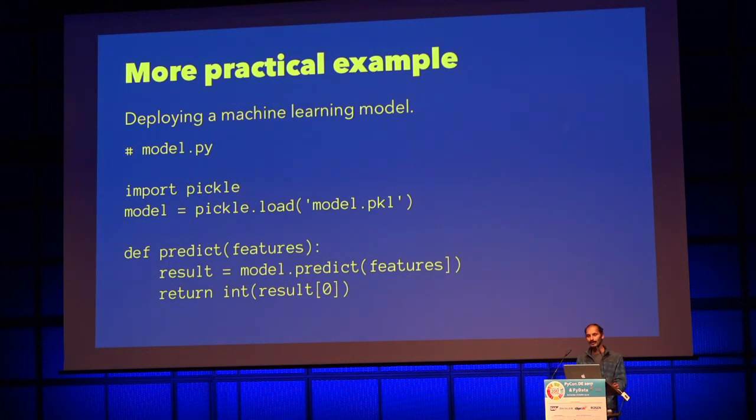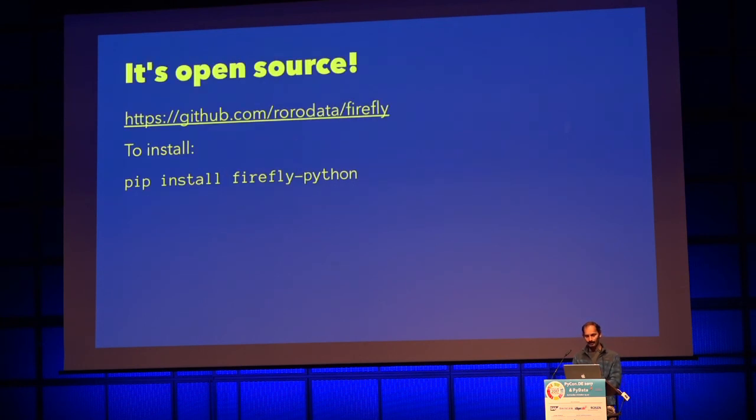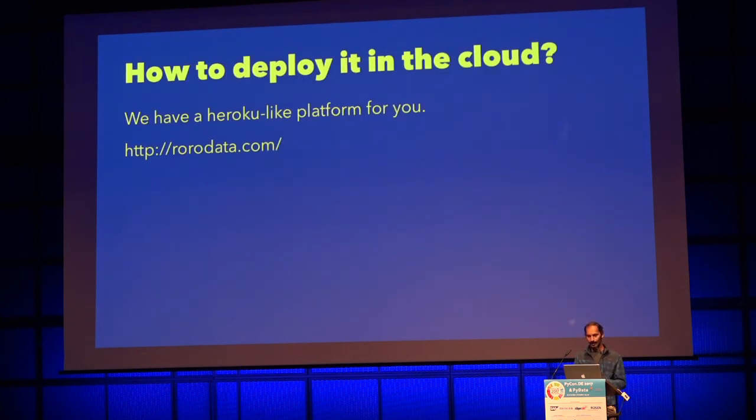So you have a predict function that takes a model and then calls predict, and then you run an API using Firefly and then use the client to predict that. While it's open source, you can use it to pip install. But okay, it's all fine, but it runs on my local machine. How do you deploy it in a cloud? So we have a Heroku-like PaaS platform for you to use at aurodata.com.